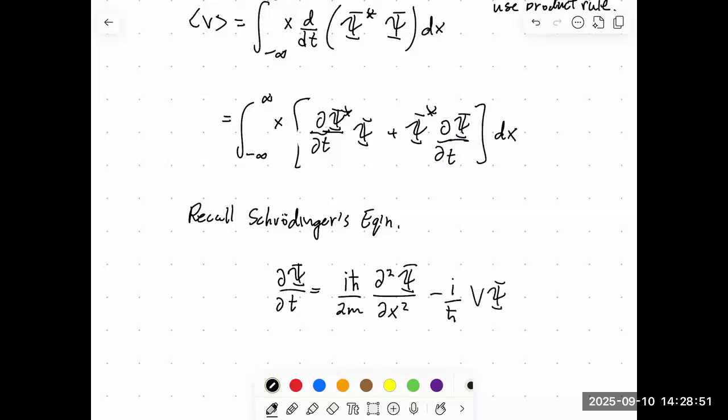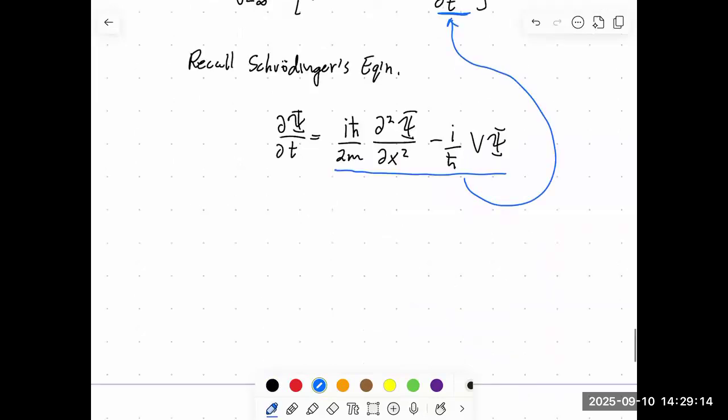So what I want to do is, where I see this time derivative, I'm going to replace it with the right-hand side of Schrodinger's equation. So this is going to replace this. Now what I could do is take the complex conjugate of this equation. So let's take the complex conjugate.